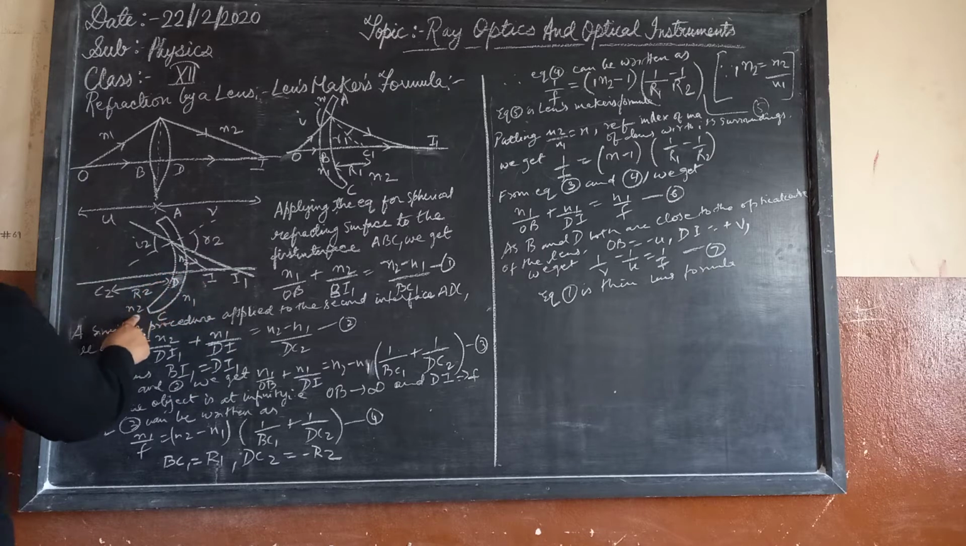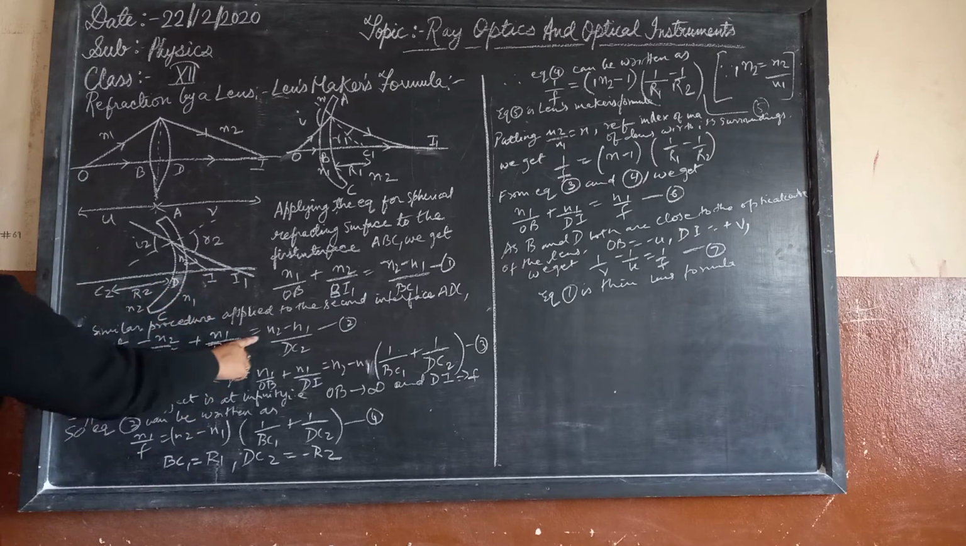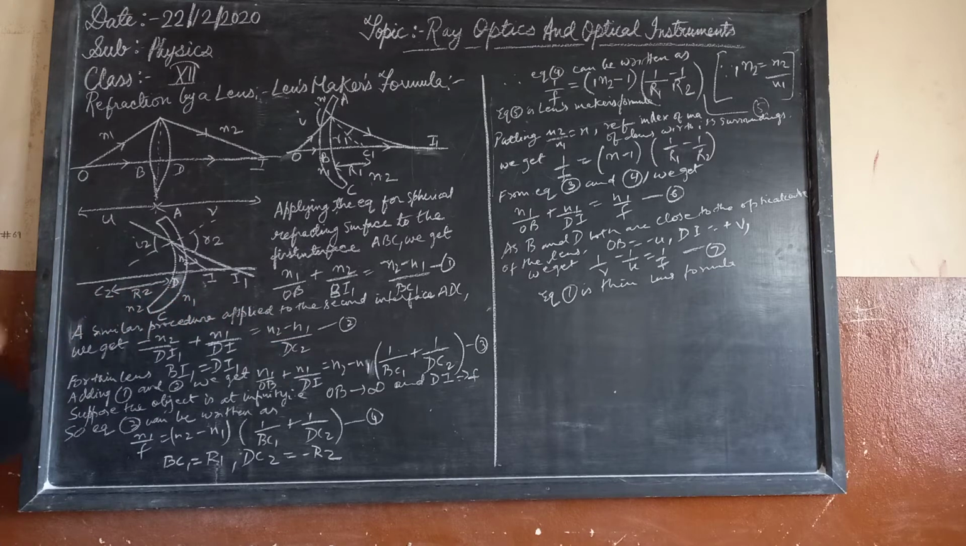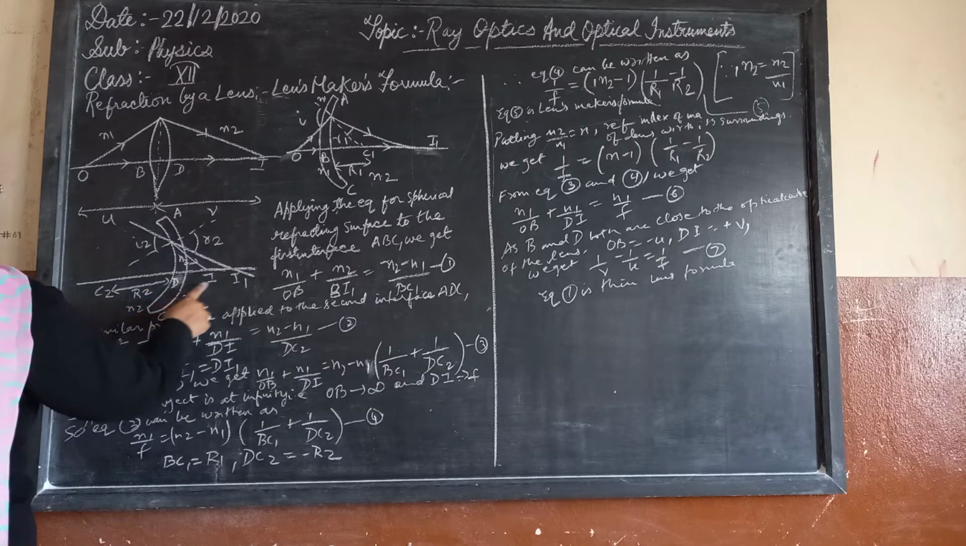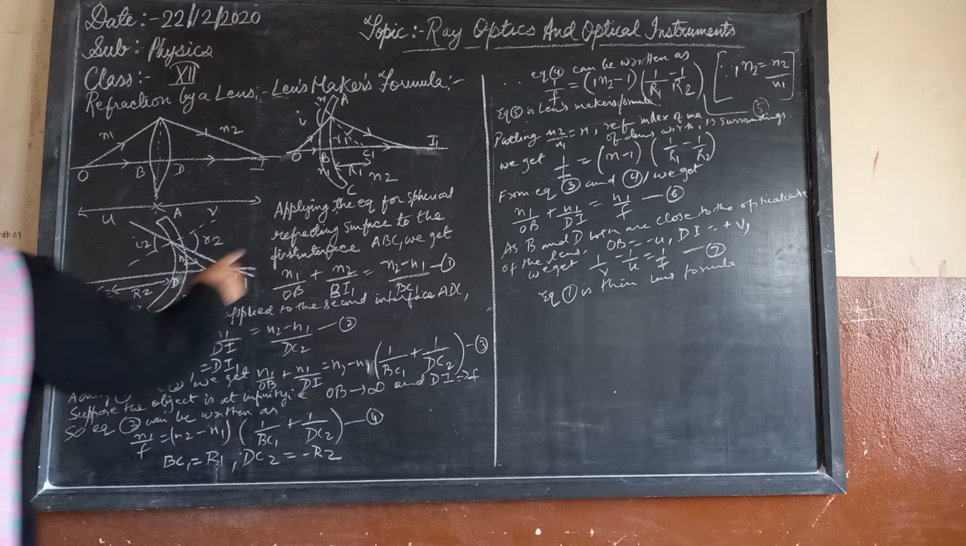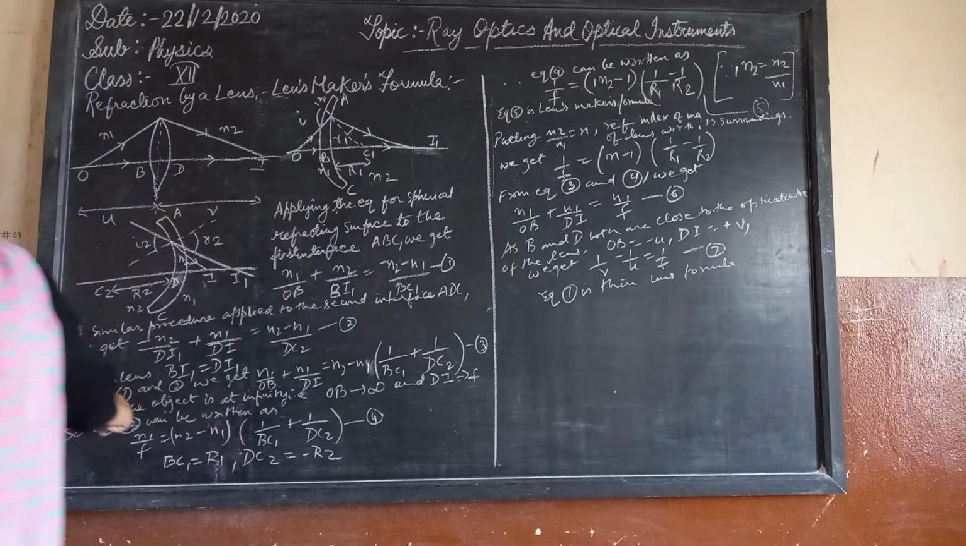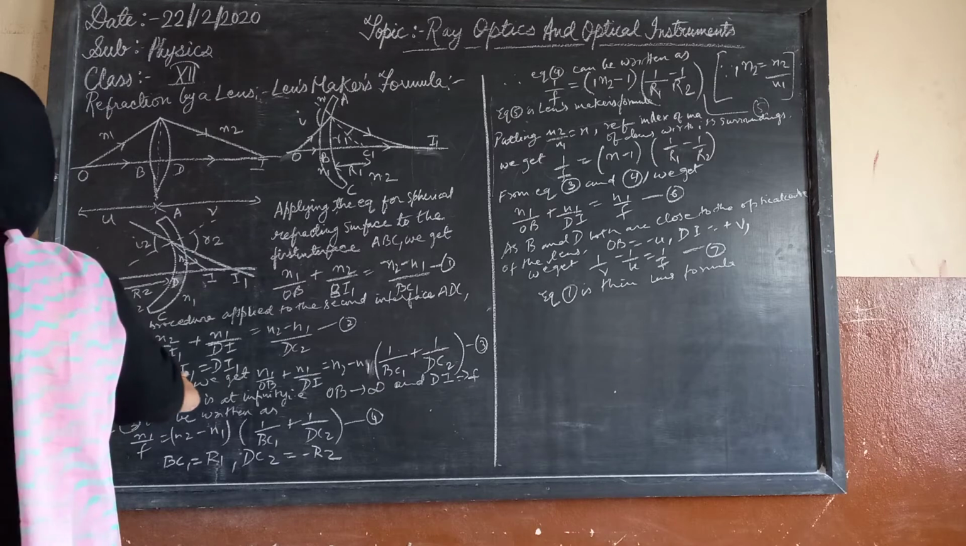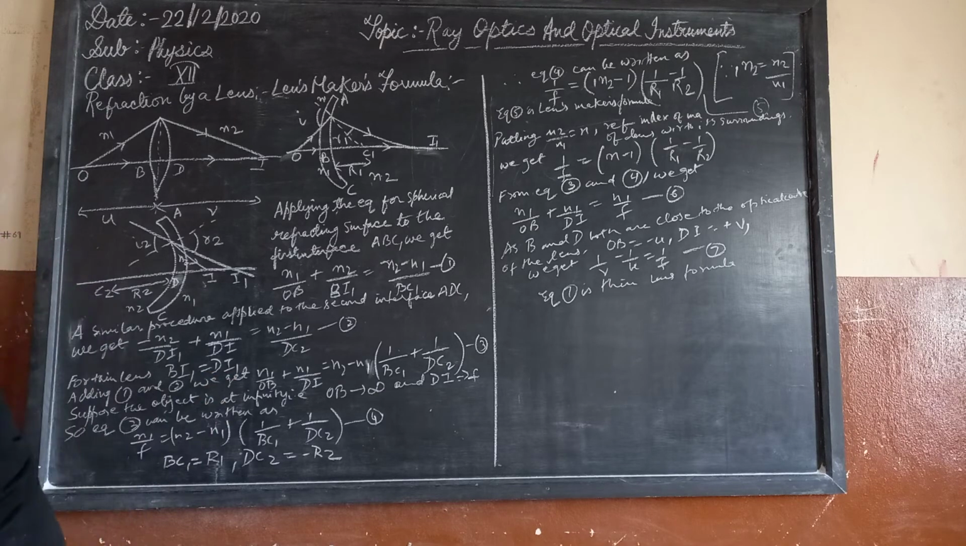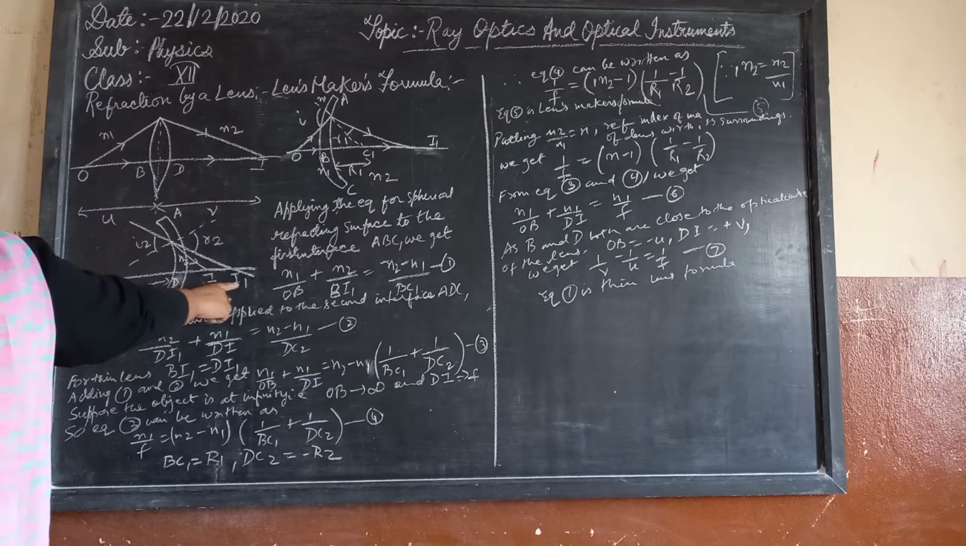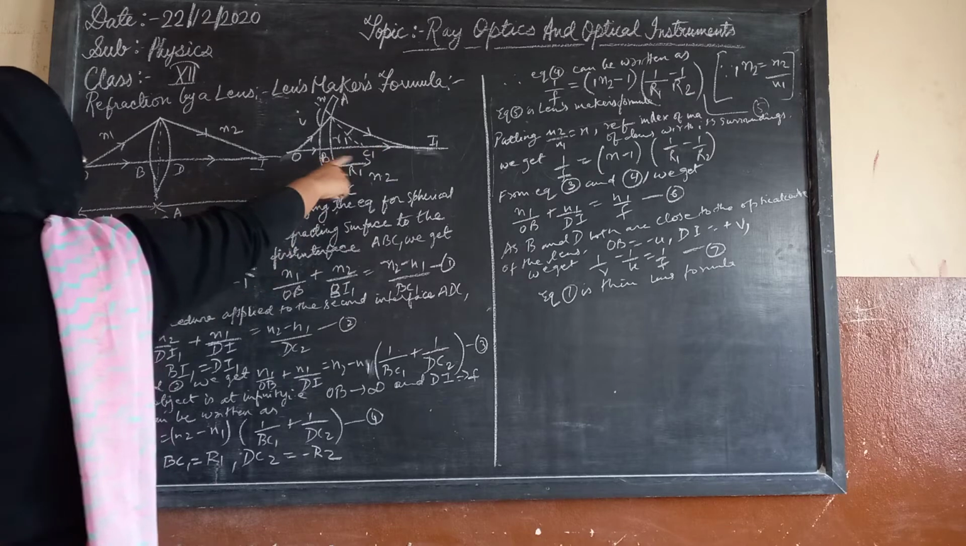That is N1 upon DI, D2I will be equal to N2 minus N1 upon DC2. That is DC2 here. This is the second interface we are taking. For thin lenses, BI1 is equal to DI1. So DI1 here is taken equal to DI1.